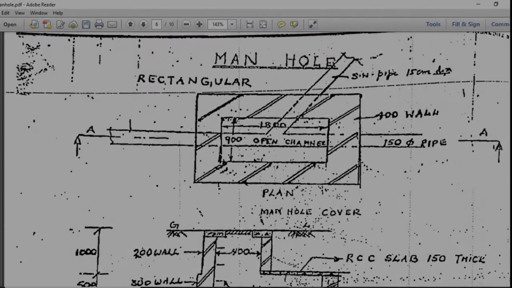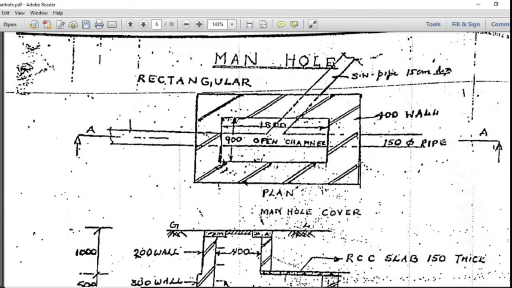Hello my dear students, let us solve some more problems on the manhole. So I got this problem. Okay, let us try to solve this. So this is the plan of the manhole.